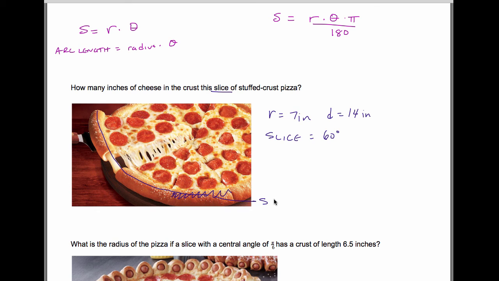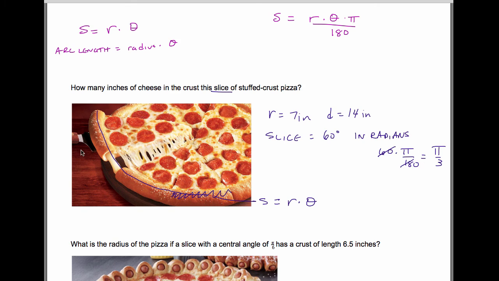So this is S, which is equal to my radius times theta. Well, what's my radius? What's my theta? My radius is 7 inches, and my theta is 60 degrees, but I have to convert to radians. So 60 degrees in radians would be 60 times pi over 180, because I'm multiplying by what I want on top. And this is going to be pi over 3.